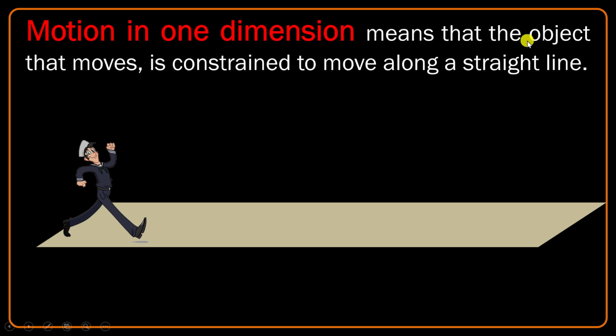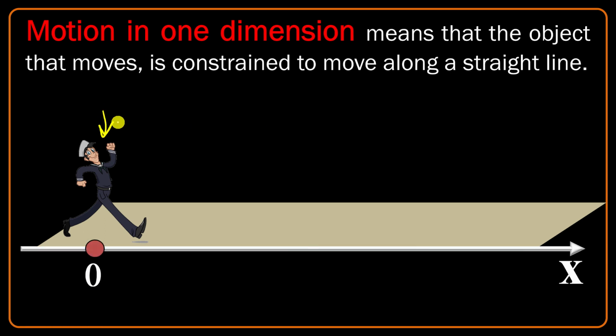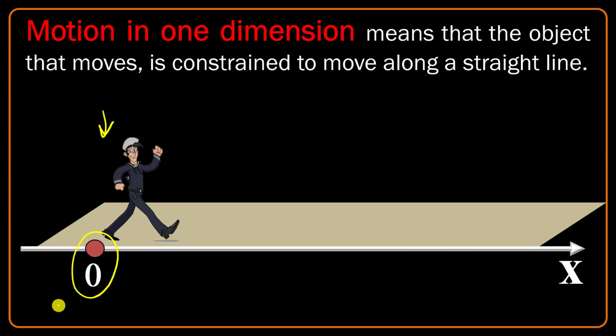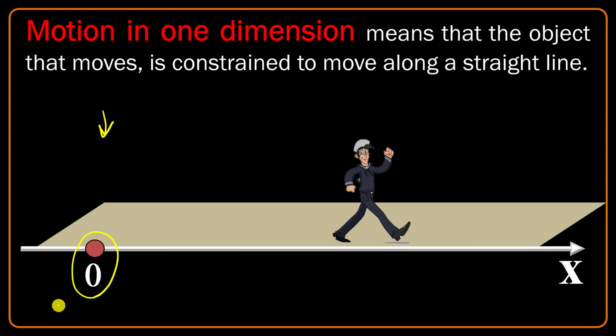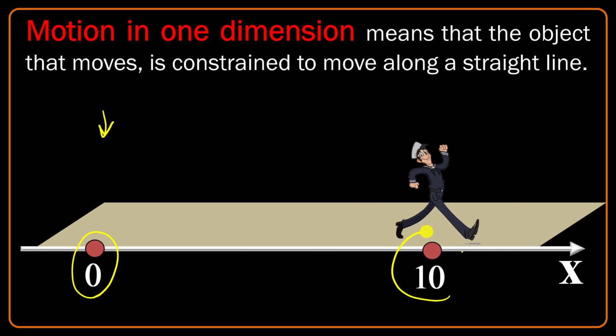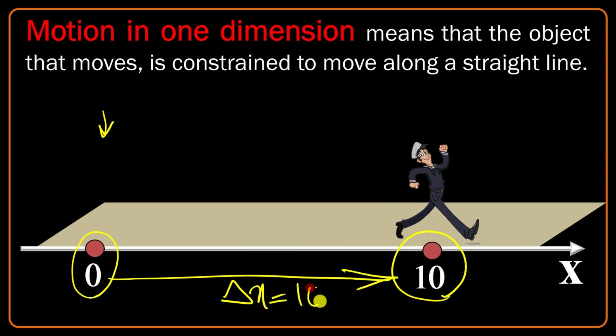Motion in one dimension means that the object that moves is constrained to move along a straight line. Suppose that this man is moving on a horizontal axis. Let's say it's the x-axis. He starts from x equals 0, the initial position, goes a few meters and stops. The destination is x equals 10, and the displacement of this man is going to be 10 meters.